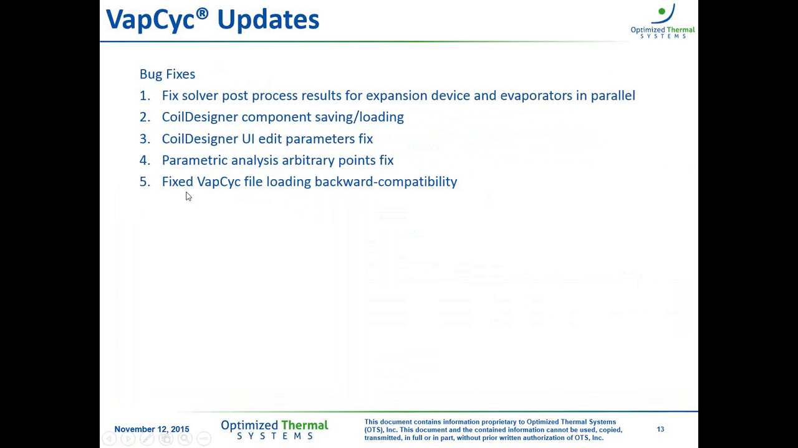And there's a backward compatibility fix for loading in your old VapCyc files, which hopefully no one's had any problems with in terms of updating to the new version. You should have no issues in using your old files. So these are relatively minor bug fixes that if you experienced, you're aware of, and can rest assured that they're corrected. Otherwise, you may not have noticed them. They haven't been at the forefront of most people's experience.